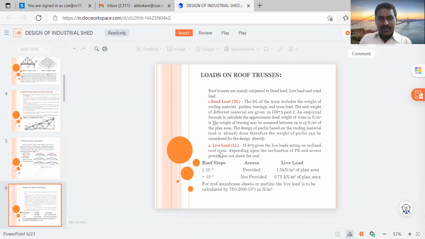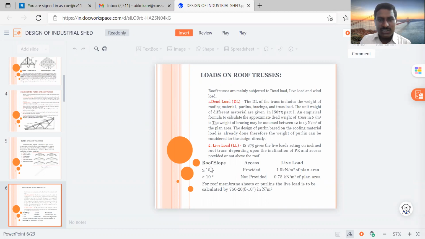Then the second type of load is the live load. For the live load calculation, IS 875 part 2 is used. So IS 875 part 1 is used for the dead load, and IS 875 part 2 is used for the calculation of the live load. So how to calculate live load? See, in IS 875 part 2, there is one table given.